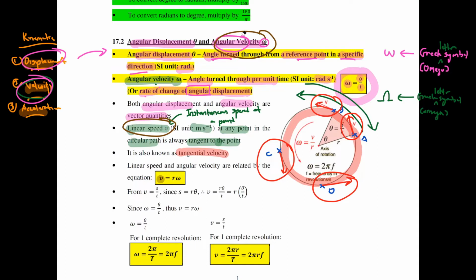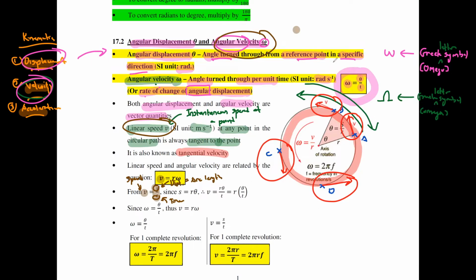It is obtained from your equation v equals s over t. This one is speed, this one is distance, and this one is time, right? Now, when something moves in a circle, the distance is actually your arc length. So we know that in general, the definition of speed is distance over time. But for something that moves in a circle, distance is actually your arc length.